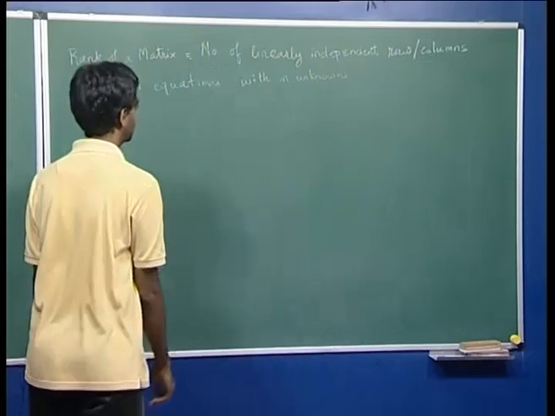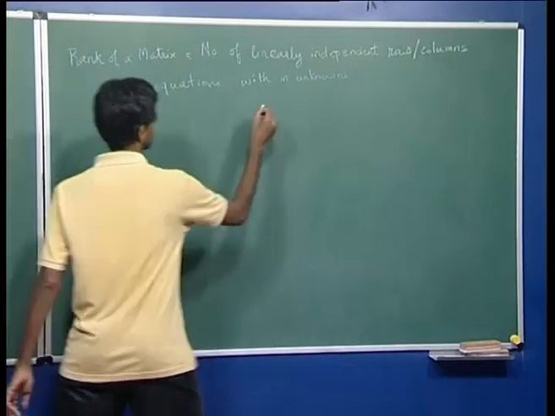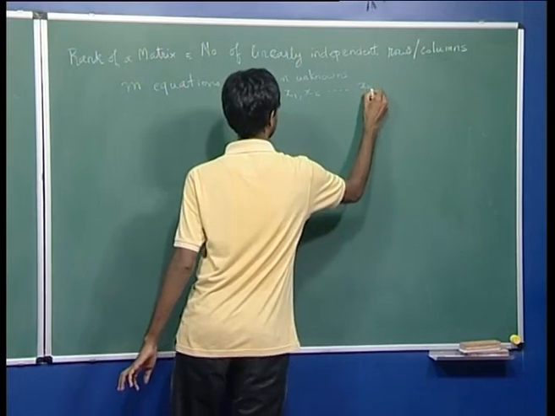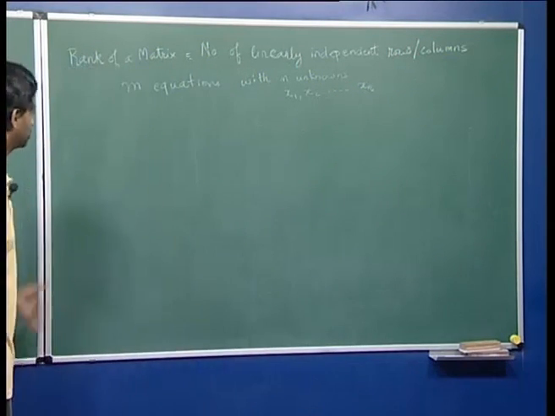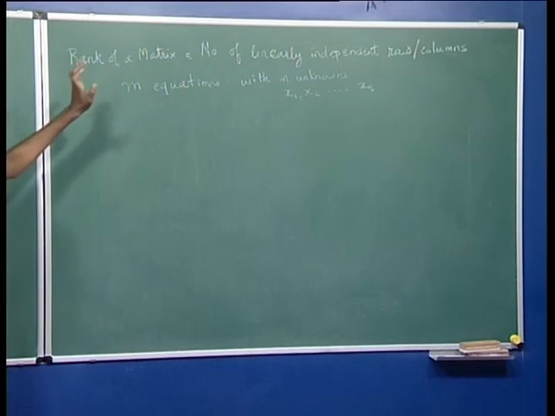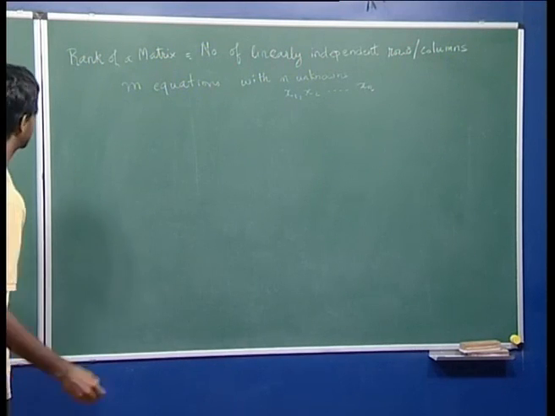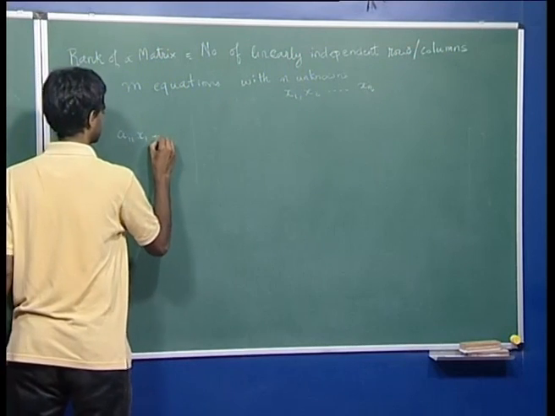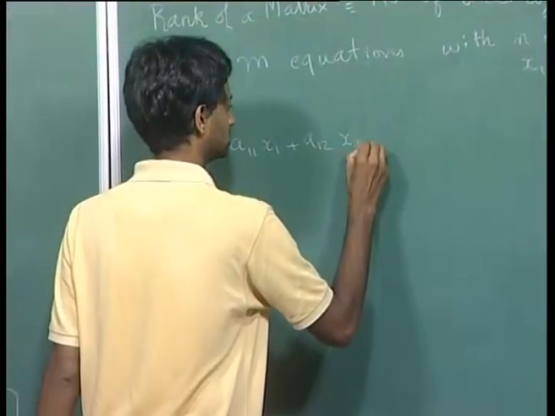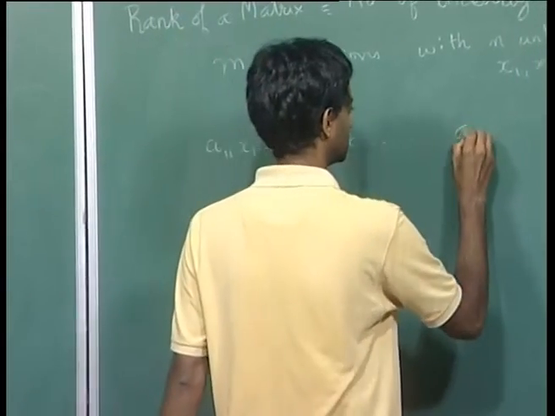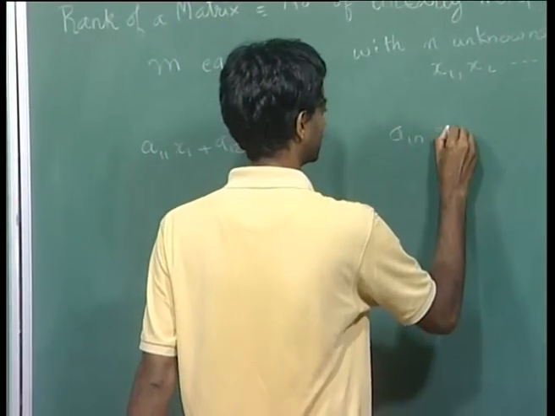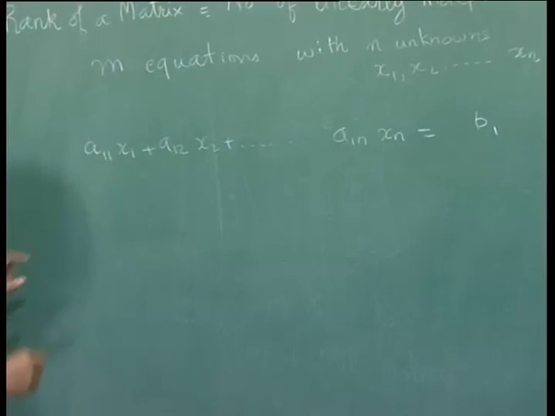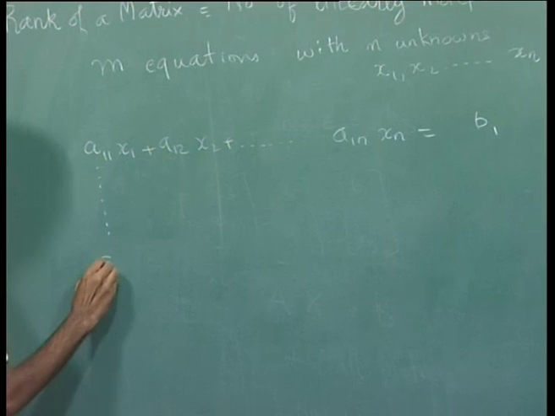Okay. Now, we will call the n unknowns x 1, x 2 up to x n. Okay. Now you have m equations involving these n unknowns. So, the most general linear equation will be a 1 1 x 1 plus up to a 1 n x n is equal to b 1, and you have a set of m such equations.